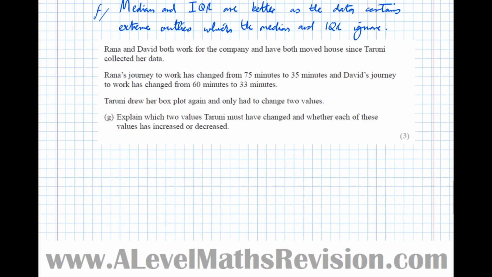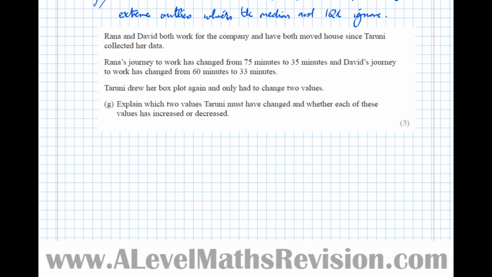And the next bit says Rana and David both work for the company and have both moved house since Taruni collected her data. Rana's journey to work has changed from 75 minutes to 35 minutes, and David's journey to work has changed from 60 minutes to 33 minutes. Taruni drew her box plot again and only had to change 2 values. Explain which 2 values Taruni must have changed and whether each of these values has increased or decreased.